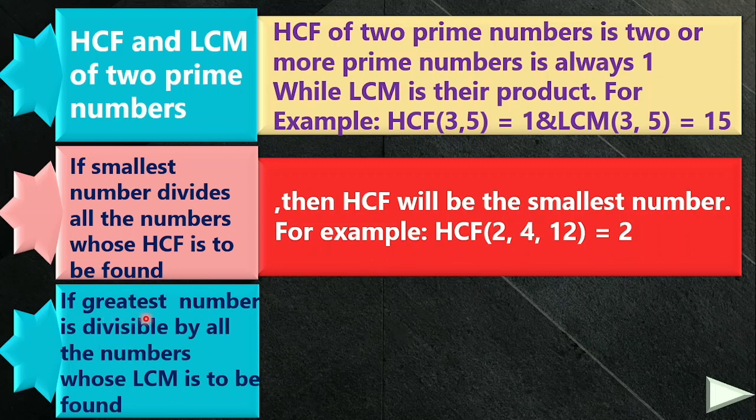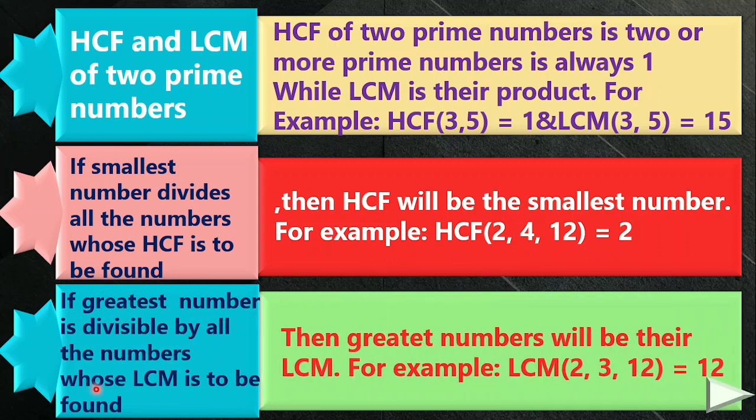Now if the greatest number is divisible by all the numbers whose LCM is to be found, then the greatest number will be their LCM. For example, the LCM of 2, 3 and 12 is 12, as 12 is divisible by 2, 3 as well as 12 itself. So 12 is the LCM.